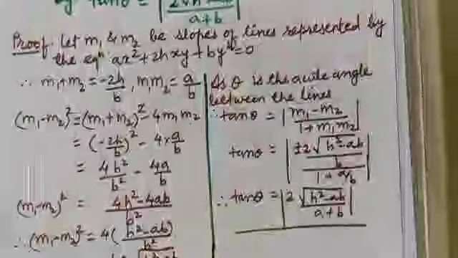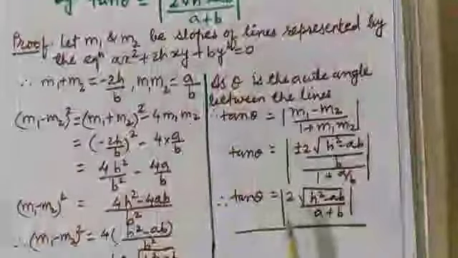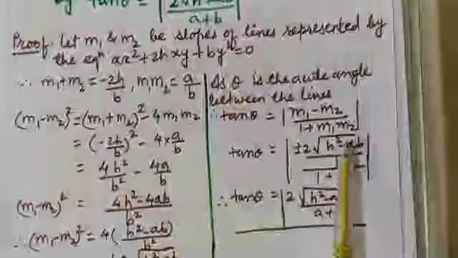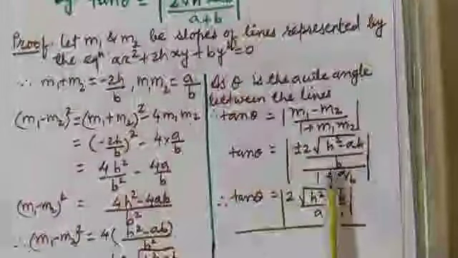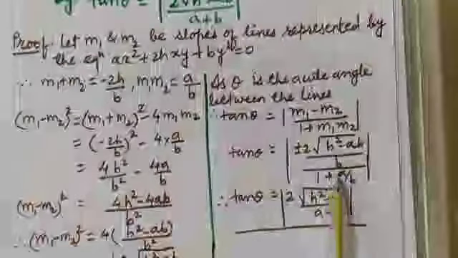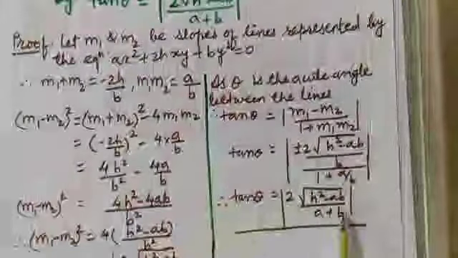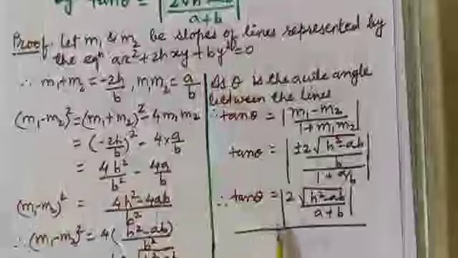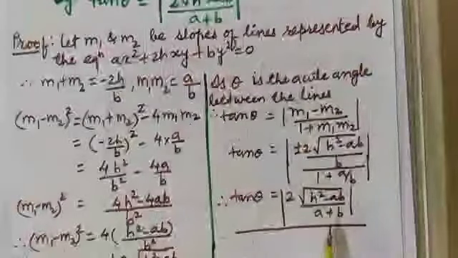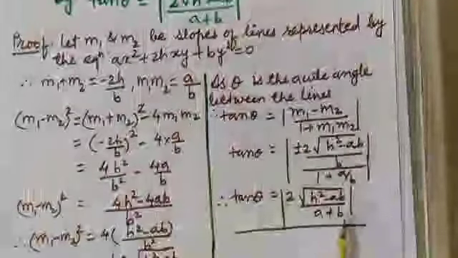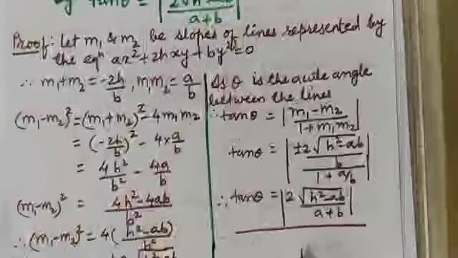Tan of theta is equal to m1 minus m2 divided by 1 plus m1 into m2. Put the value of m1 minus m2 here and 1 plus m1 into m2. Simplify this. After putting in the values, you will finally get tan theta is equal to 2 into root of h square minus ab, by a plus b.